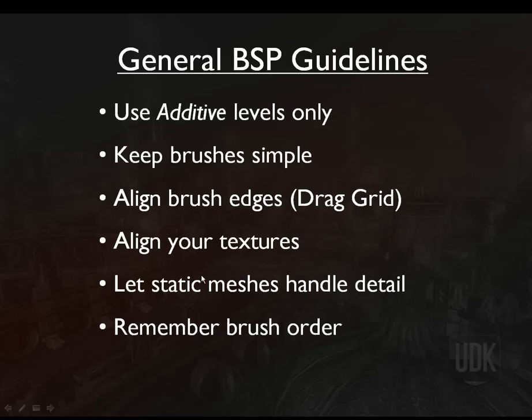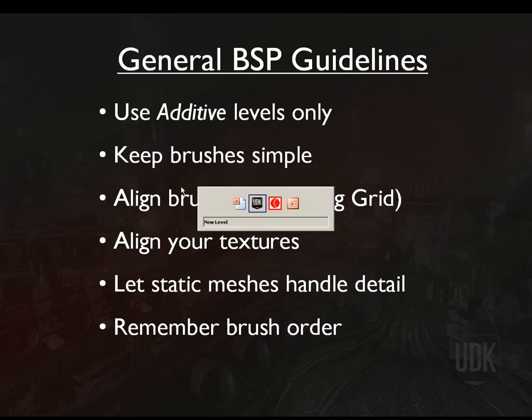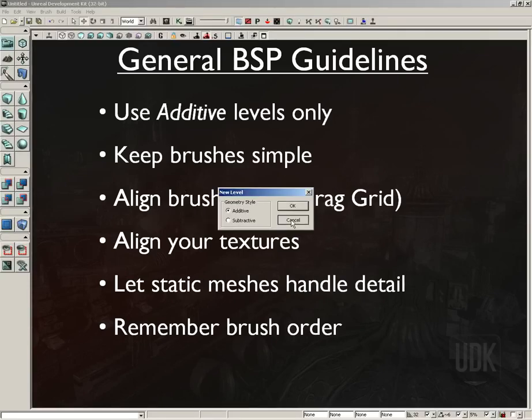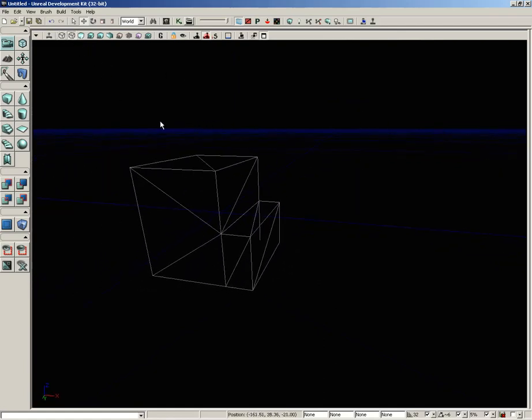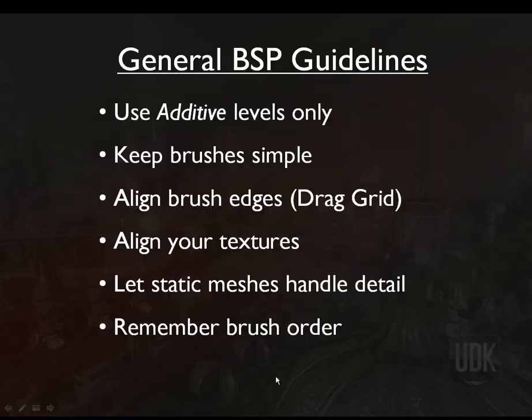Now, moving on. Keep your brushes simple. You might have noticed that if we take a look at the world geometry that came in from just that little thing we put together here, so let's go back to regular wireframe, we're already starting to get a lot of edges, a lot of extra vertices. So it's a good idea for you to keep your geometry as simple as possible. If you can avoid making a really complex BSP brush, then please try to avoid that and let static meshes handle your detail, which is a point we'll bring up here in just a minute.